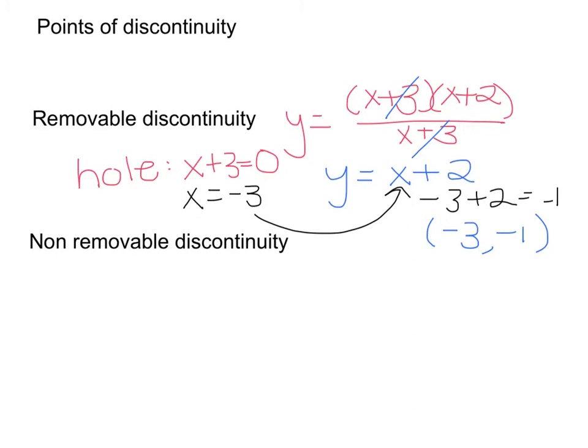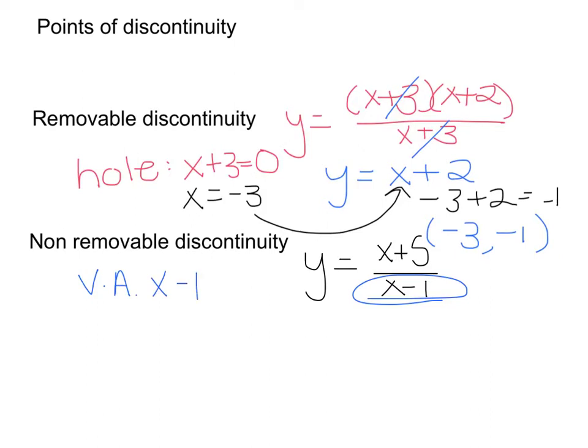Non-removable points of discontinuity would be things that you cannot remove. So if I gave you x plus 5 over x minus 1, neither of those cancel out because it's plus 5 on the top and minus 1 on the bottom, and the discontinuity is only going to come from the denominator, and that's going to be where your vertical asymptote is. So you set it equal to 0, and the vertical asymptote is at positive 1, so there's a non-removable point of discontinuity at x equals 1.